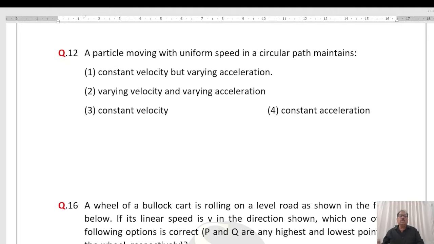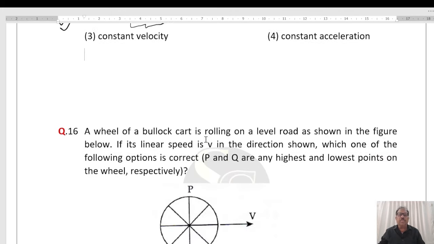Now, next question. Question is, a particle moving with uniform speed in a circular path maintains constant velocity? Speed is constant but direction is changing, therefore it is not correct. Varying acceleration is there because direction is changing at every instant. Varying velocity and varying acceleration, because speed is constant but direction is changing regularly. So this is the correct answer, right? Option 2 is the correct answer. Constant acceleration: magnitude wise it is constant, but direction wise it is changing continuously. The second option is correct. Next question.